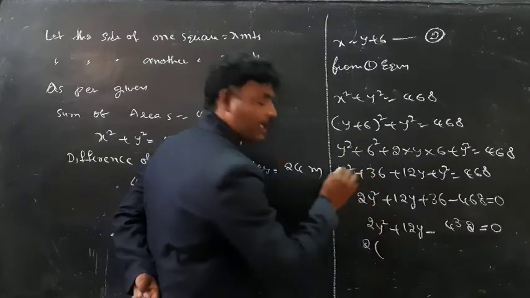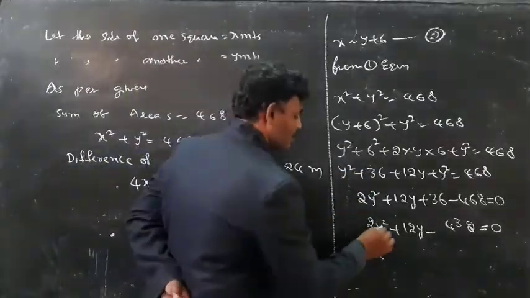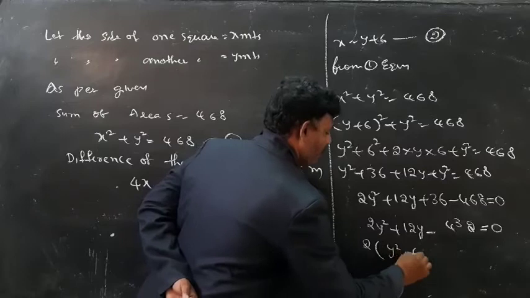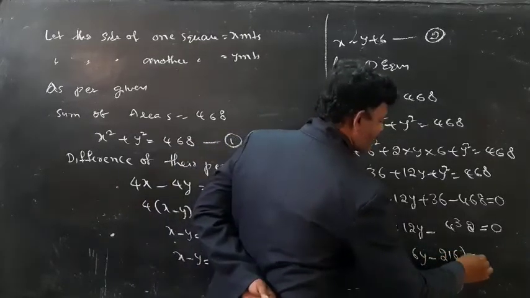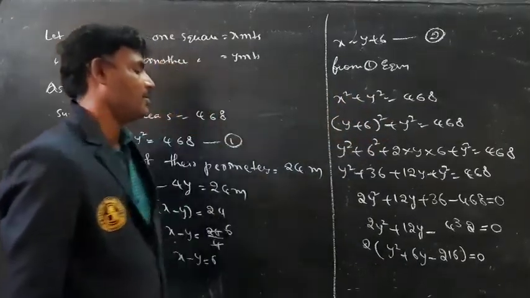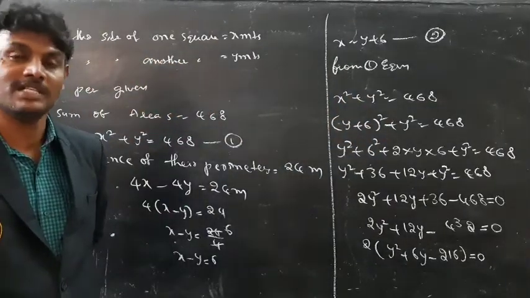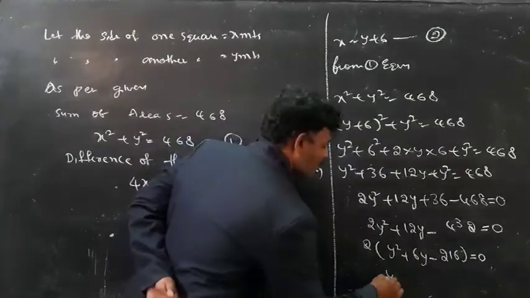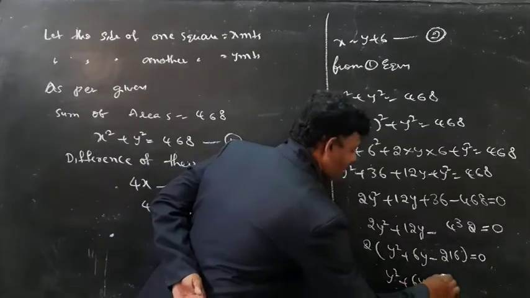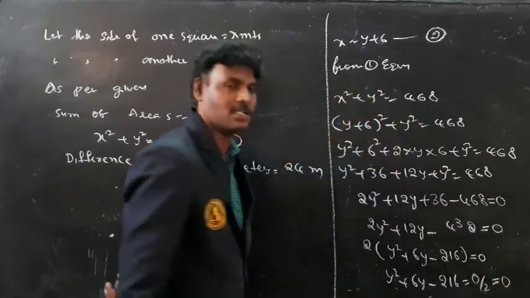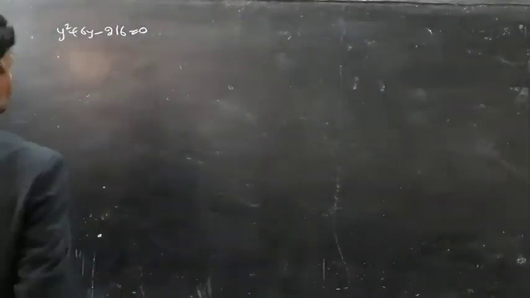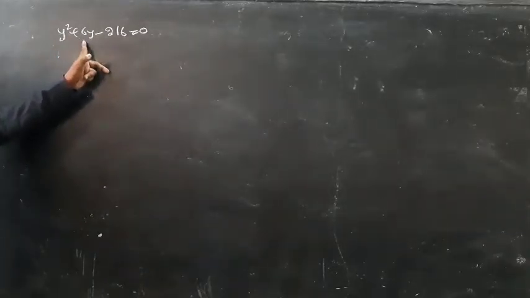So from this I am taking 2 as common. Y square plus 6y minus 216 is equal to 0 by 2, which is nothing but 0. See here, one quadratic equation form. What is that? Y square plus 6y minus 216 is equal to 0.